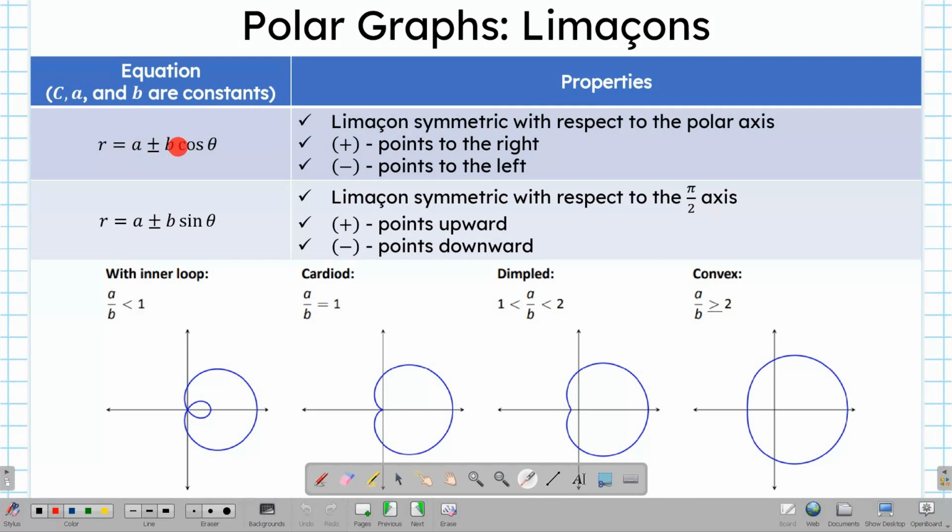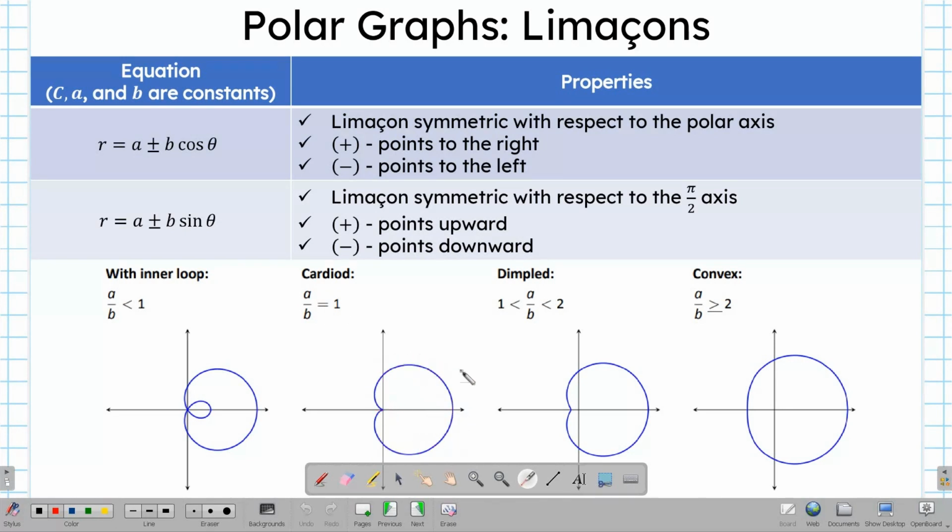If the ratio between A and B is less than 1, not necessarily negative, but less than 1, say 1/2 or 1/4, then the limaçon has an inner loop. This one here. If A and B are equal, because they make a ratio of 1, then the limaçon is a cardioid, so-called because it looks like a heart.